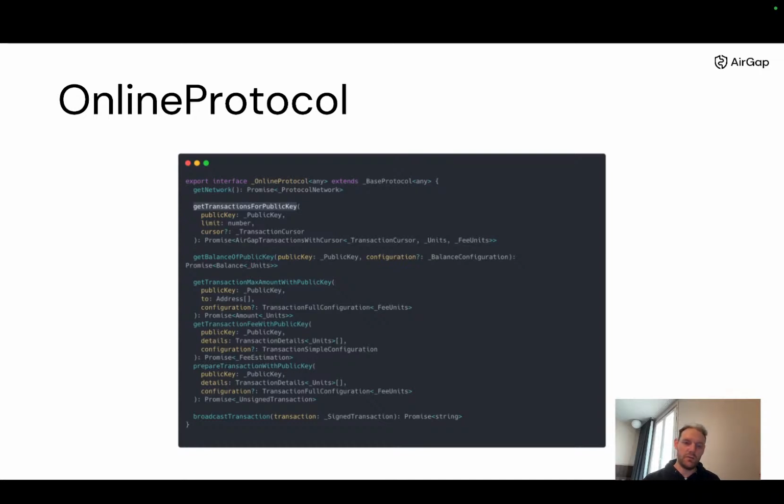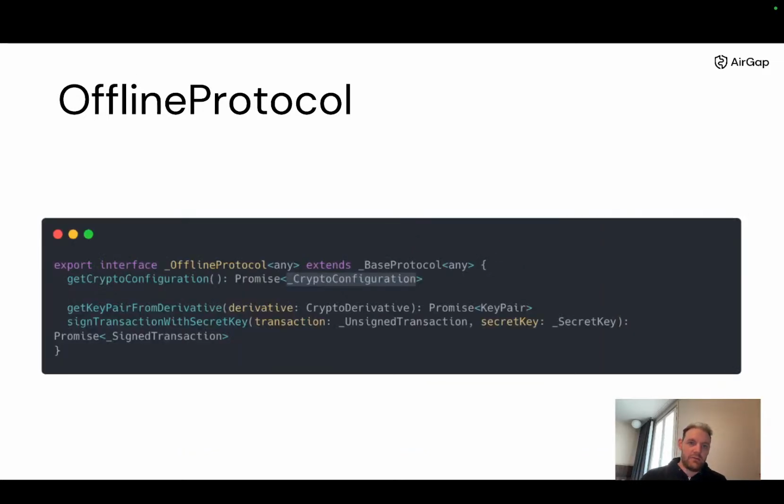So if you write your own isolated module, you only have to worry about the coin specific features, like where do you get the information from, transaction history, balance, and so on. The rest, how something is sent to the vault to be signed, that is handled by AirGap. And then you have the offline protocol, which is a lot simpler. So basically you can just get a key pair from this derivative that I've talked about before, and then you can sign a transaction by using the secret key.